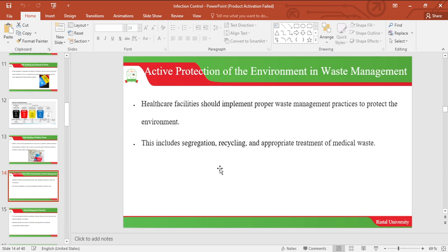Let's continue with the active protection of environment in waste management. Healthcare facilities should implement proper waste management practices to protect their environment, and this includes segregation, recycling, and appropriate treatment of medical waste.